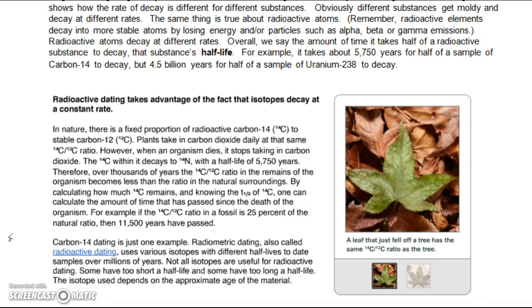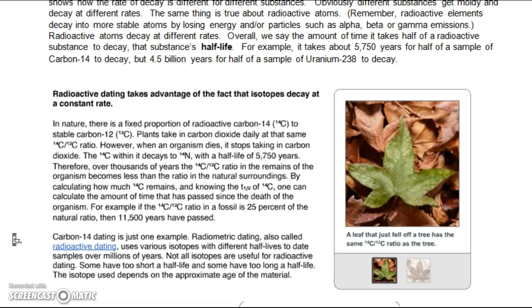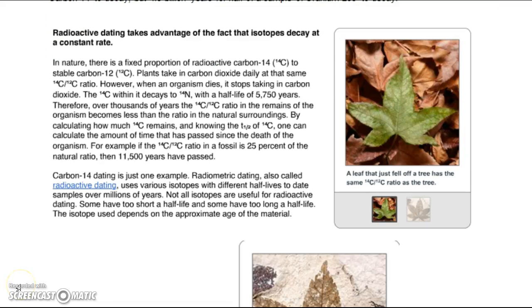So the one that stays the same would be the stable carbon-12. It's stable. It's not going to do anything. Whereas the unstable carbon-14 does what? It decays and it decreases, so it gets less and less, and that's what we can look at when we are determining how old something is, or basically how long ago it died.